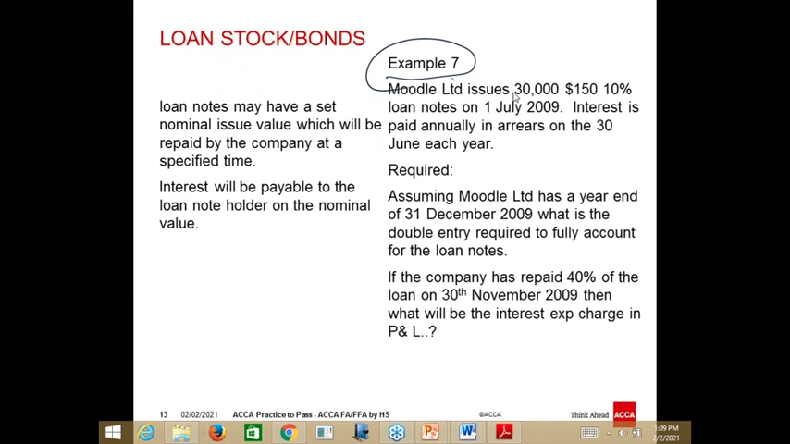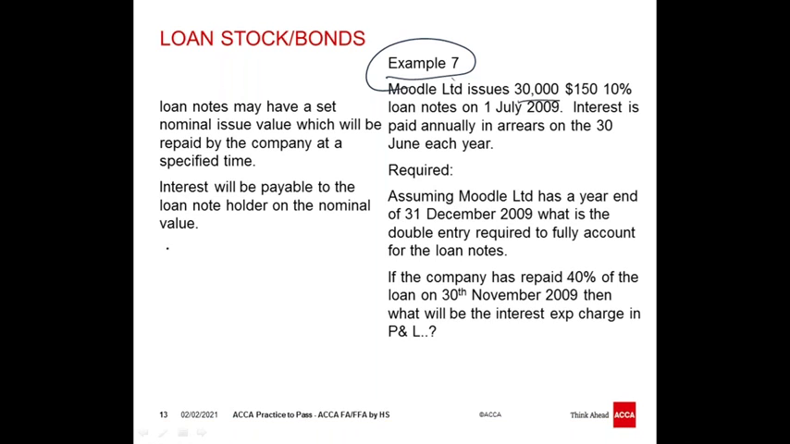Okay, the company has issued 30,000 loan notes, and each has a par value of 150. So what will be the total amount of the loan that we have borrowed? It's 30,000 into 150. That will be 45 lakh, into 10%. So the total amount of the interest will be 4,50,000 for the year.